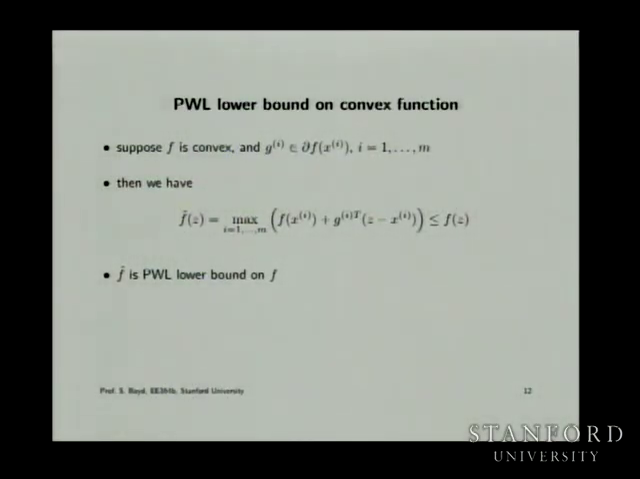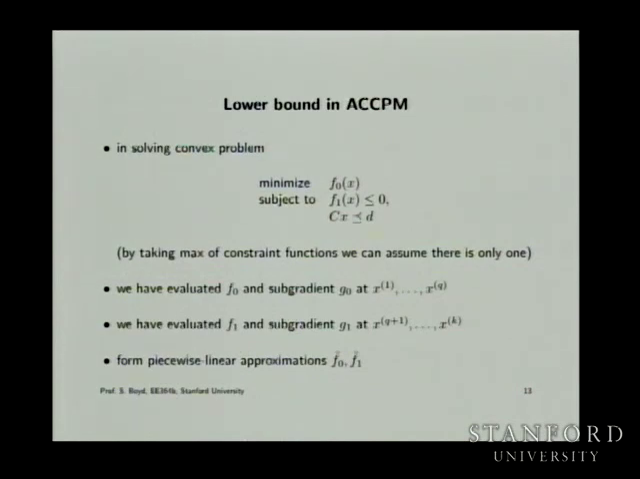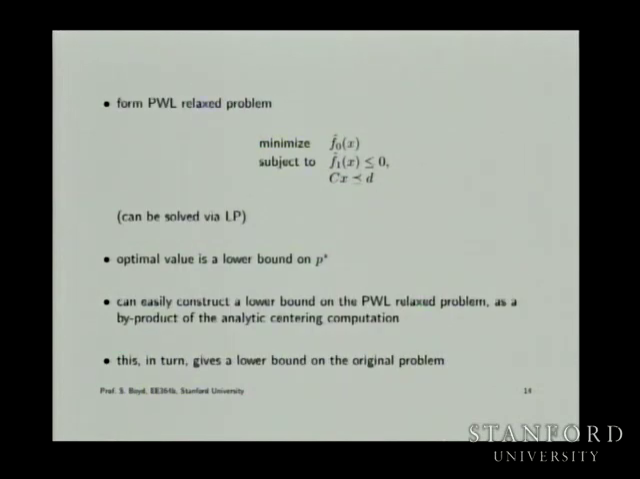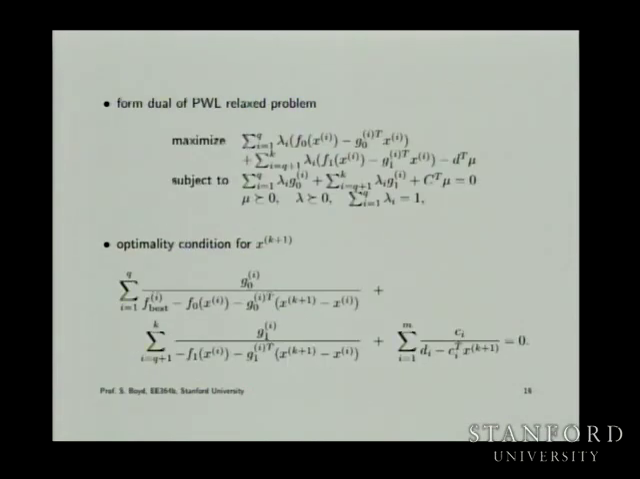Okay, and you get a piecewise linear lower bound. We can go through that. In ACCPM, you get that trivially because you get the subgradient. You can form the piecewise linear approximation and so on. We know this. And you can actually get a lower bound in the analytic center cutting plane method.